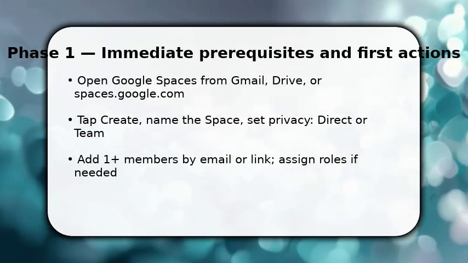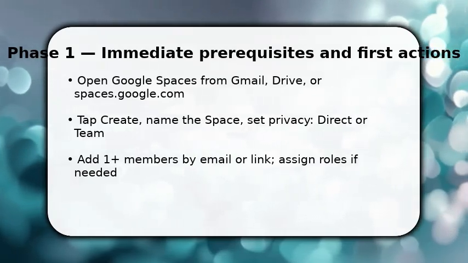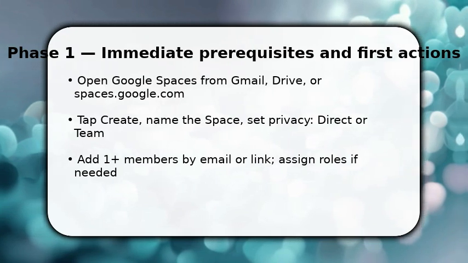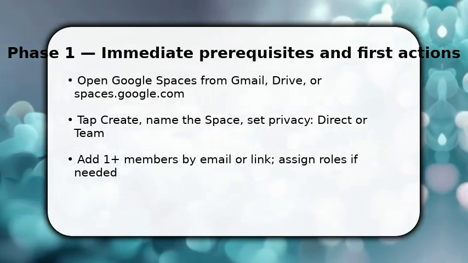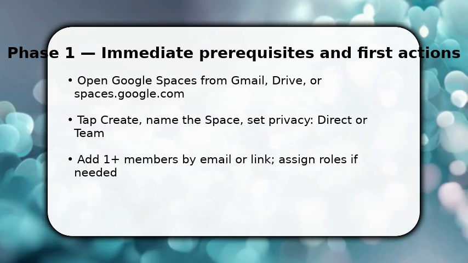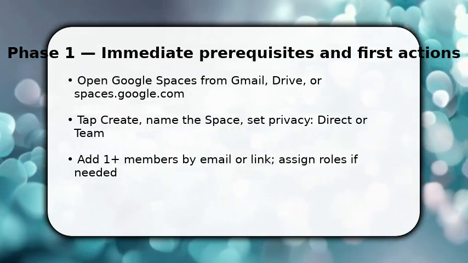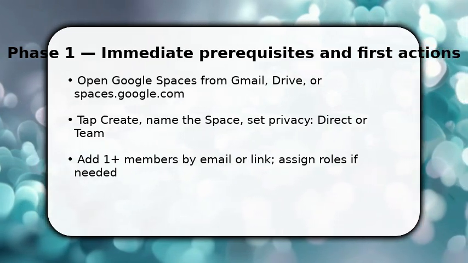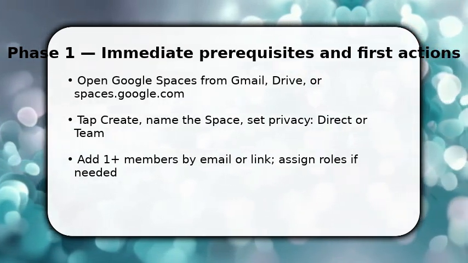You begin by creating a space so conversations and files live together. Open spaces from Gmail or the web, click Create, name it, and choose Privacy, Direct versus Team. Add at least one member immediately because collaborators shape visibility and access. Once done, pin a short description so everyone knows purpose and scope.